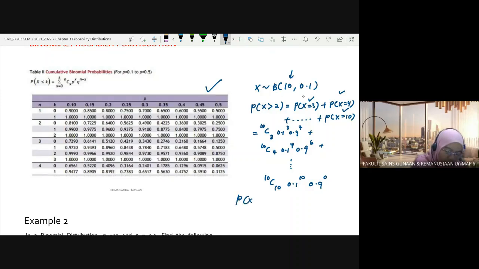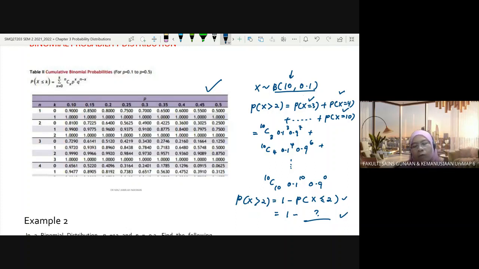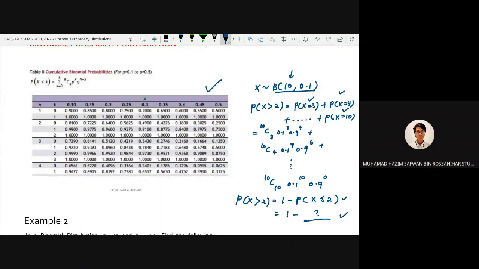P(X greater than 2) is just 1 minus P(X less than or equal to 2). And we can use our table for 1 minus P(X less than or equal to 2). You can find the probability value. As simple as that. Two steps only. But if you are using your formula, it will require a lot of processes. Can you understand why we need that table, class? Yes, doctor, I understand.